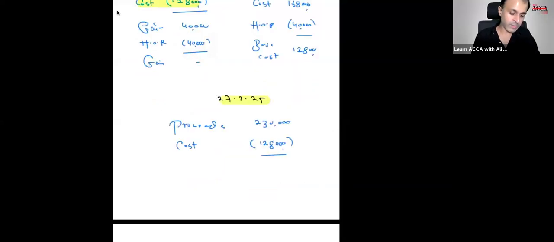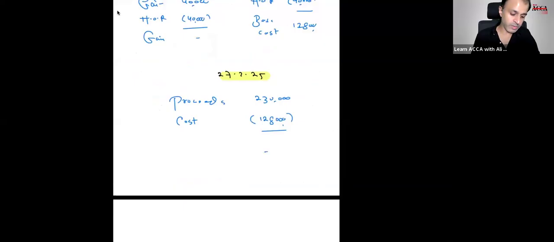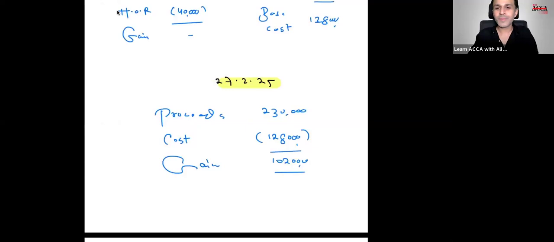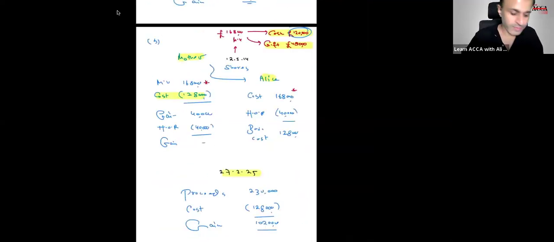So 230 minus 128, the figure turns out to be 102,000. This is the gain that we have got, 102,000. Okay with that? But this is the answer that we have got. So holdover relief.